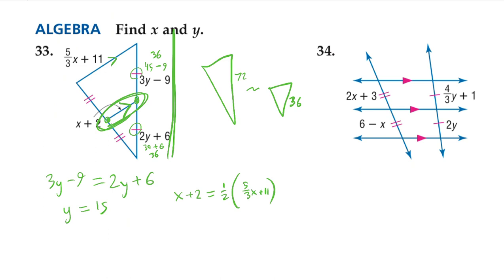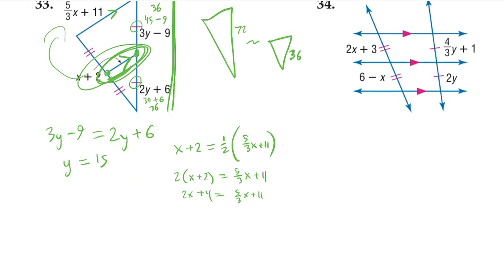Or you could write it in reverse and say 2 times the mid-segment equals the longer one there. So I am going to multiply both sides by 2. So I get 2 times x plus 2 equals, and now the half is gone, 5 thirds x plus 11. So that's 2x plus 4 equals 5 thirds x plus 11. I'm going to now multiply by 3 on both sides because I don't want that fraction. So I get 6x plus 12 equals 5x plus 33. Subtracting x, I get 1x on the right. Subtracting the 12, I get 21 on the, yep, there we go.